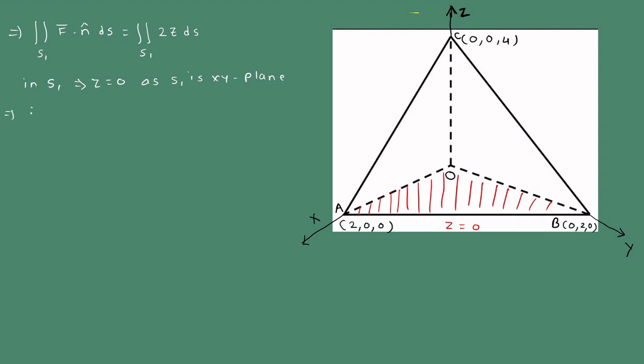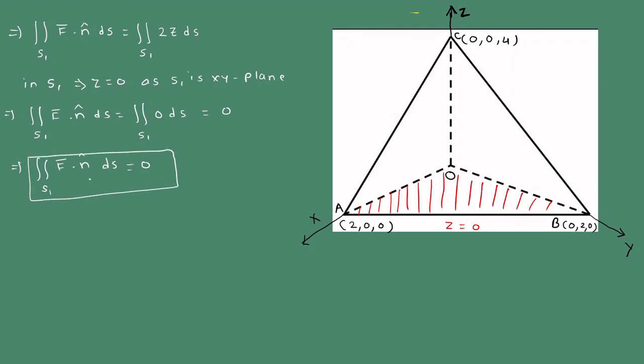So this implies double integration over S1 of f bar dot n cap ds is equal to double integration over S1 of 0 ds, which is equal to 0. So what is S1's value? It is 0. Now we want to calculate double integration over S2 of f bar dot n cap ds, right?